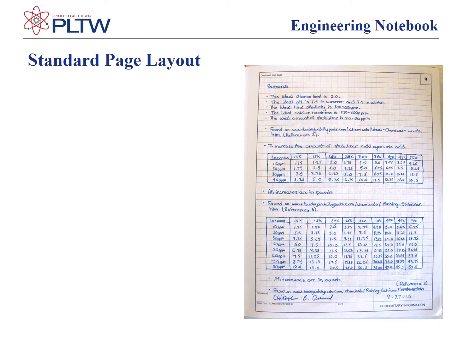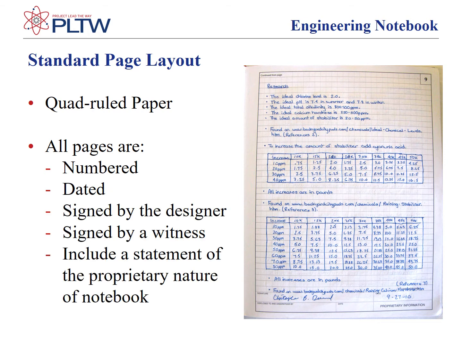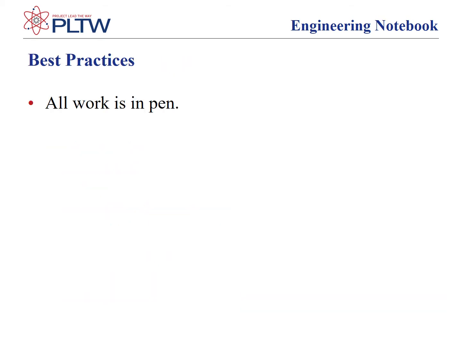So here's a typical layout. Again, the layouts are different. They may not all be the same. Maybe they have some sort of grid paper for you to sketch or do tables and different things on. All pages are numbered, dated, signed by the designer, signed by a witness, include a statement of the nature of the notebook. Again, all these things may not be included, but could be included and have been included on some engineering notebooks in the past, depending on the setting.